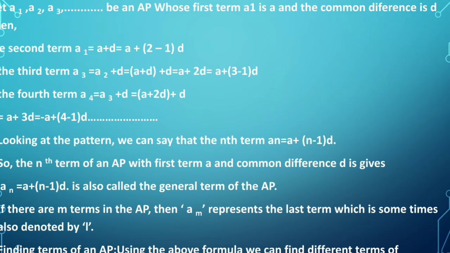Looking at the pattern, observe carefully, we can say that the nth term is an is equal to a plus (n minus 1) into d. So the nth term of an AP with first term a and common difference d is an equals a plus (n minus 1) into d, also called the general term of the AP. If there are m terms in an AP, then am represents the last term, which is sometimes also denoted by l. Using the above formula, we can find the different terms of the arithmetic progression.